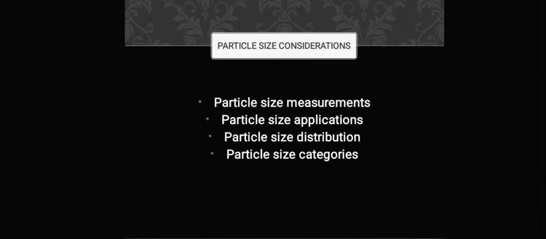Particle size distribution. Particle size distribution is PSD. It is the range of size of particles in a material. Particle size categories. It ranges from nanometers to millimeters, and they can be grouped into categories like boulders, cobbles, gravel, sand, silt, and clay.